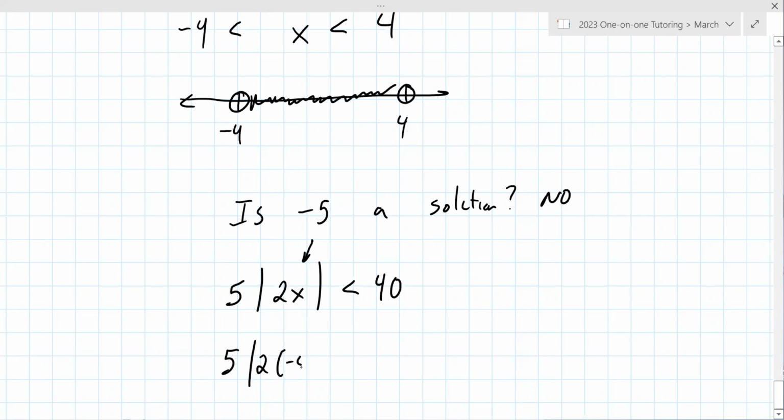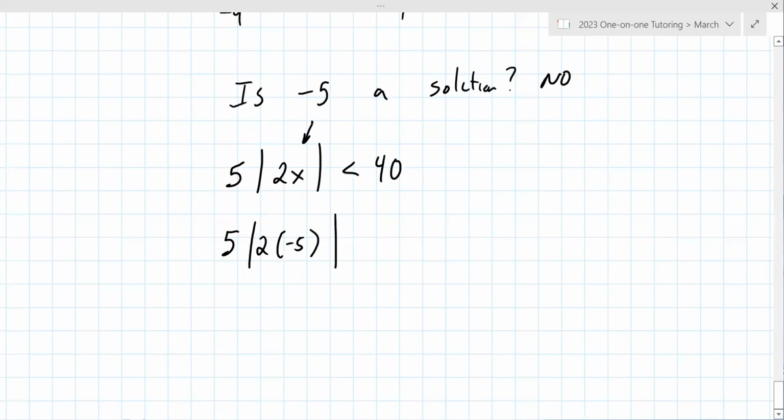Okay, so did you write something like this? 5 absolute value 2 times -5. What is 2 times -5? -10. So it's the absolute value of -10. What is the absolute value of -10? 10. And then you multiply by 5.